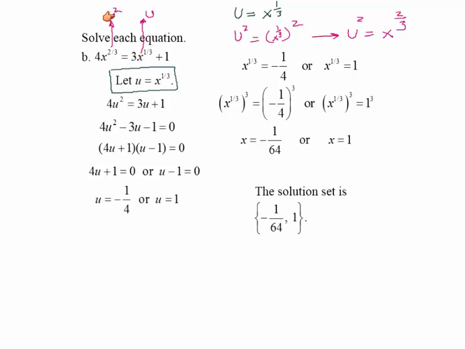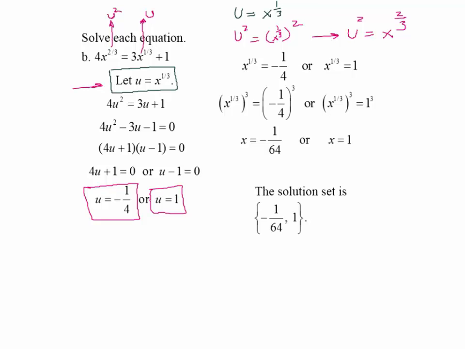So I'm going to let this one, the smaller one, be equal to u. If I square this, I get this one, u squared. So instead of writing this, I will write it as 4u squared is equal to 3u plus 1. This is a lot easier to deal with. If I write this in standard form, I can factor them. Let each of these be equal to 0, solve for u. Once you solve for u, you go back to your original assumption. So you're saying that u is equal to minus 1 over 4, u is equal to 1.